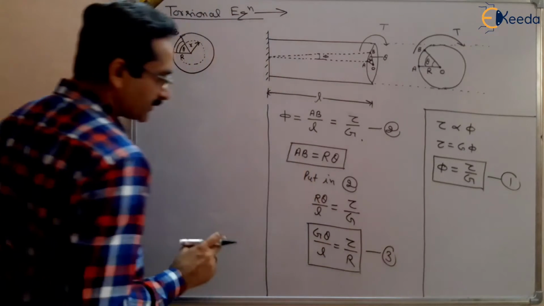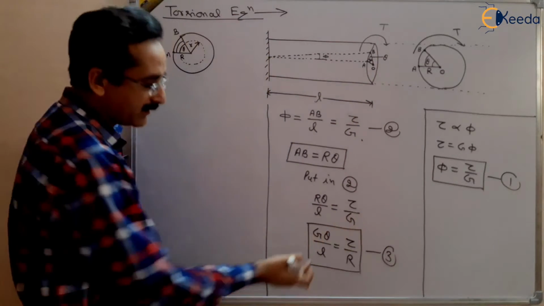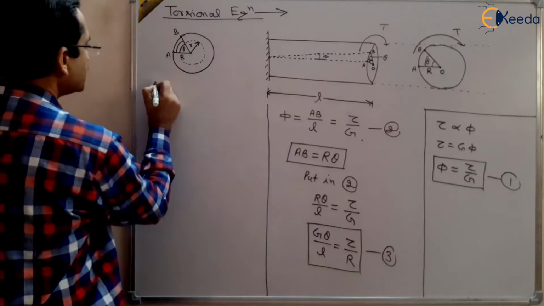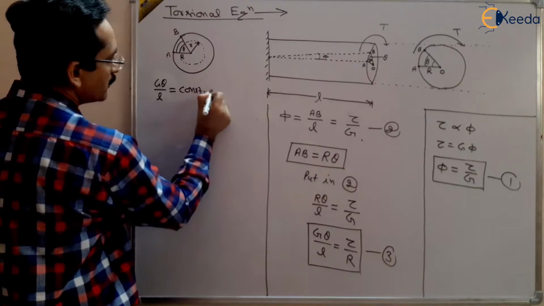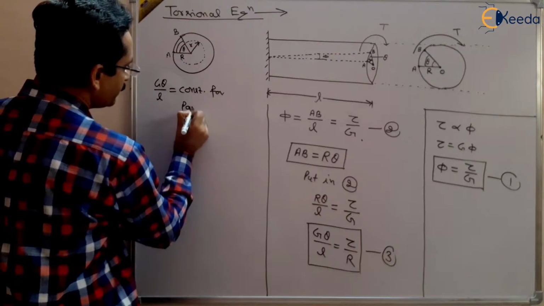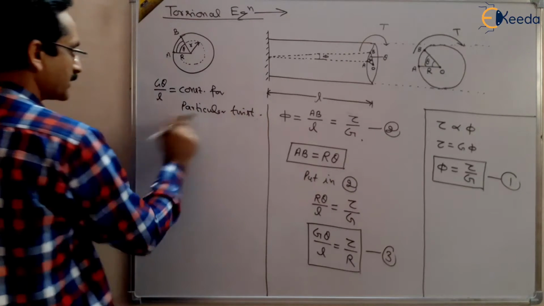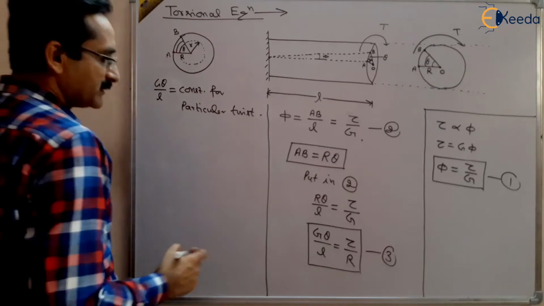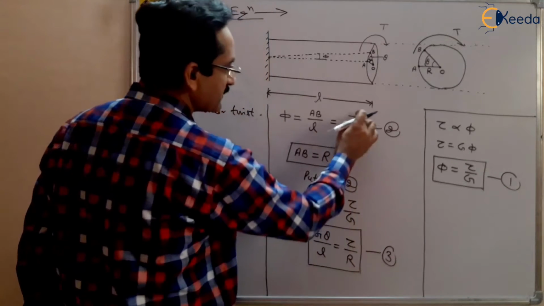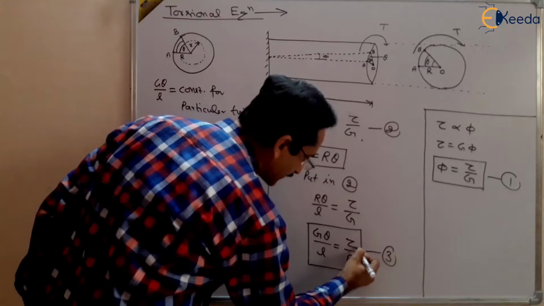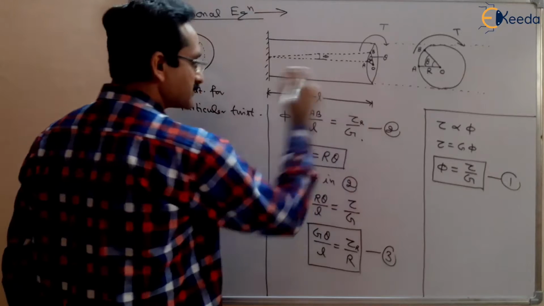So theta is the same for a particular twist. For AB, theta is the same, G is already constant, L is also constant. It means that G theta by L is constant for a particular twist or torque, right? It means that this shear stress which is developed, we are saying now that this is at the outer radius, because we have taken the outer radius. That's why I am writing it tau r. Tau r shows that this is the shear stress at the outer radius.